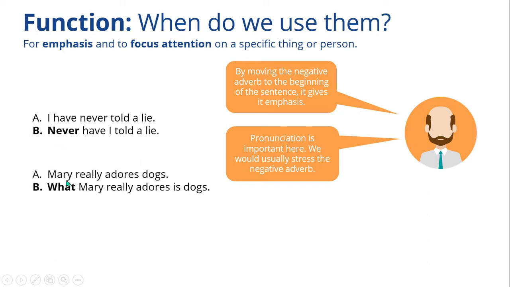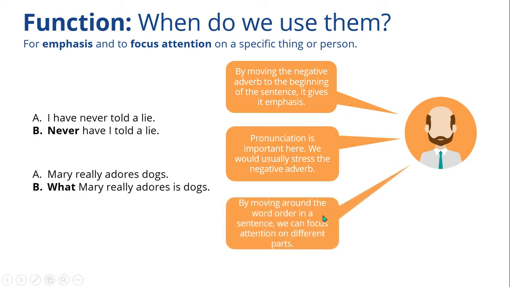The next one, Mary really adores dogs. What Mary really adores is dogs. The same thing also happens here. The concern here is what. By moving around the word order in the sentence, we can focus attention on different parts. What is the focus? What, it is dogs. Never, that is the adverb.